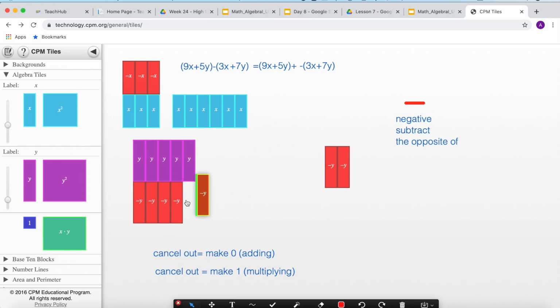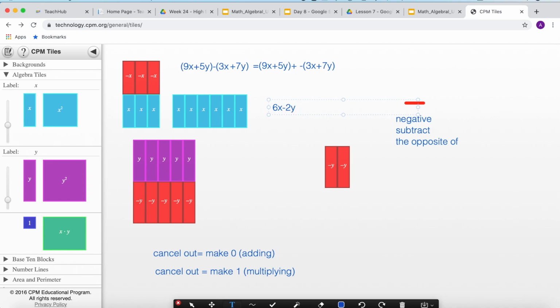And this could be a resource for everyone, even for kids who do well. Some kids may have memorized the rules and the steps to solve this, but do they conceptually understand what it means to combine like terms and make these 0 pairs? And this is great for that. And so now what's left? 1, 2, 3, 4, 5, 6x and negative 2y.